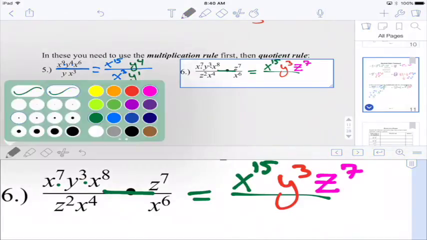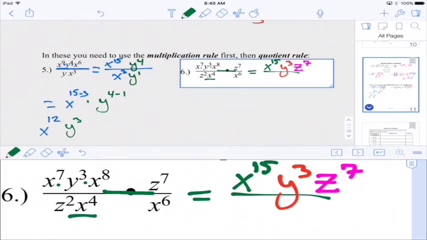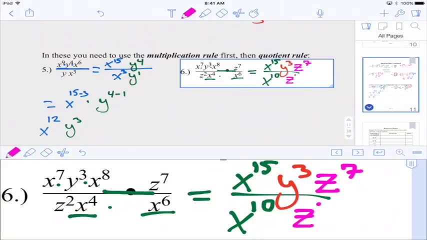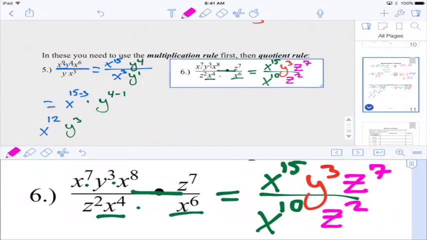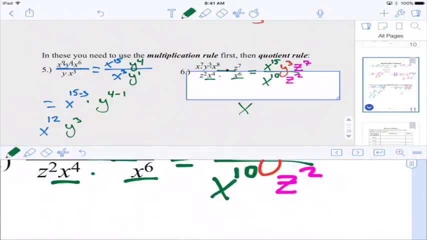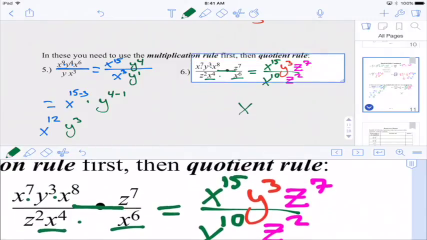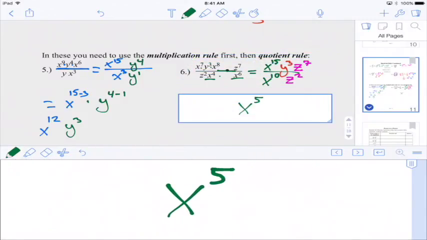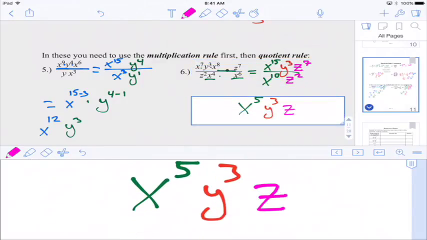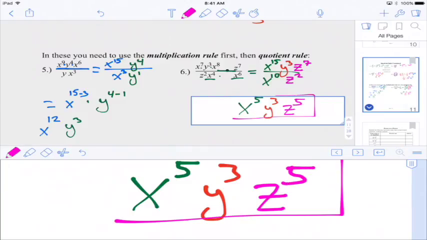In my denominator I have x to the 4th times x to the 6th. So 4 plus 6, x to the 10th. And I also have z squared. Now that I've used my multiplication rule, I'm going to use my quotient rule. So I'm going to divide my x's. Hopefully the colors help. X to the 15th divided by x to the 10th means 15 minus 10, x to the 5th. I still have my y cubed, and I have z to the 7th divided by z squared, so I can subtract those exponents, z to the 5th. There's my answer, all simplified.